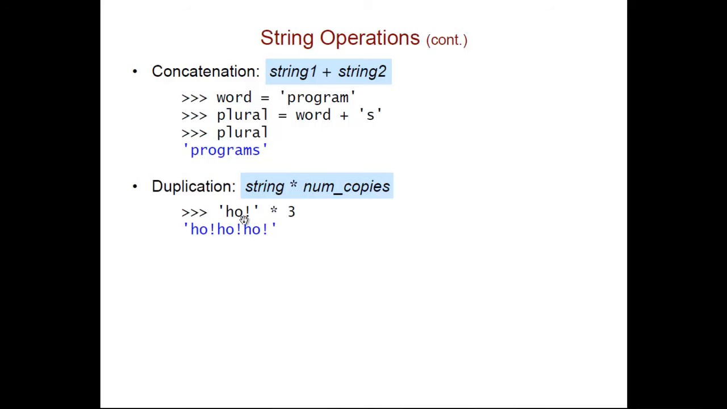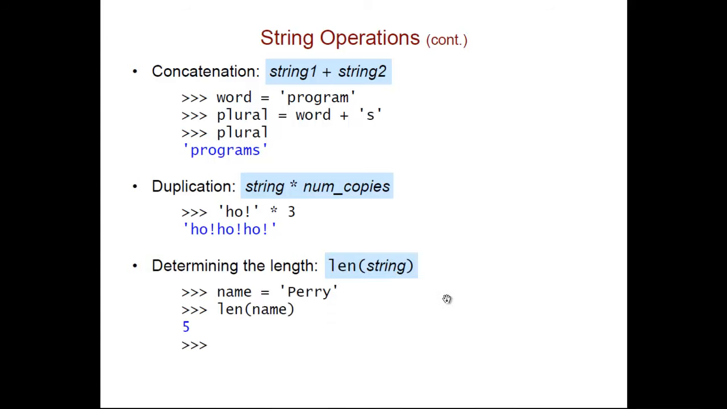So here I'm taking this string, I'm creating 3 copies of it, and I get a new string with those 3 copies concatenated together. I can also figure out the length of a string. So here I'm saying let Perry be assigned to the variable name, and then I'm saying what's the length of the string represented by that variable. So notice it's 5 because the value of name is the string Perry, and its length is 5.